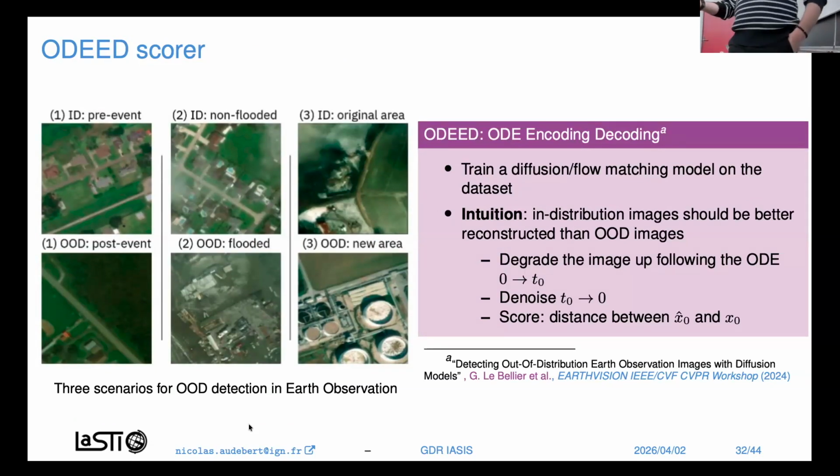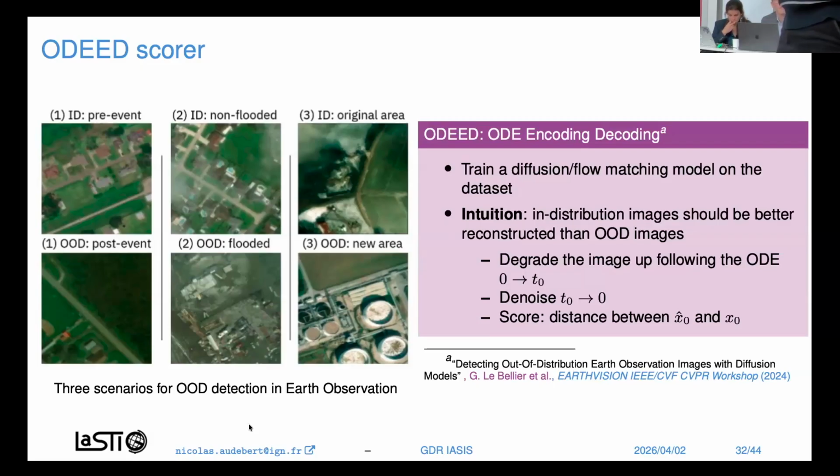And what we do is that we train our generative models on the dataset of images that we have. So we can assume that this is a dataset of images before a catastrophic event. And our intuition is that if we noise those images, so if we project them into the source latent noise, and then reconstruct them, the reconstruction should be better for images that are in the dataset, so that are not exceptional images, and anomaly images should be reconstructed worse.